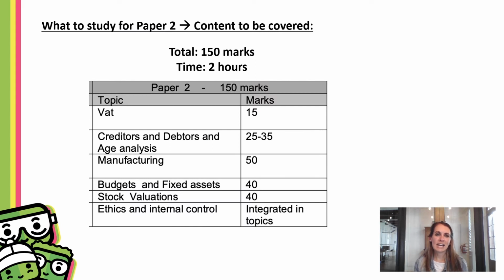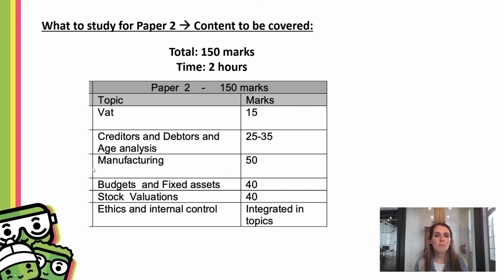Before we can actually look at anything, we just need to recap what you need to study for paper 2. The content in paper 2 is VAT, creditors and debtors, and age analysis. The creditors and the debtors is the recon. Please remember, if you Google anything about paper 2, you might find that they say bank reconciliation as well. In 2021, paper 2, the current year that we are in, you will not be tested on bank reconciliation. So you only study debtors, creditors, and the age analysis.